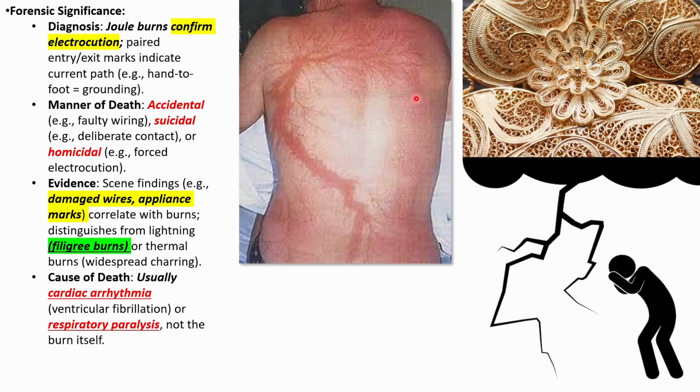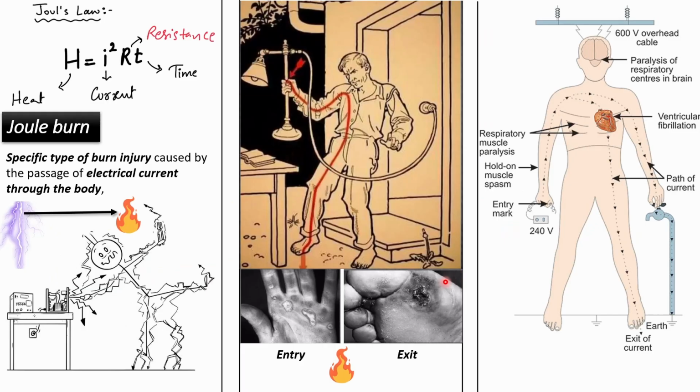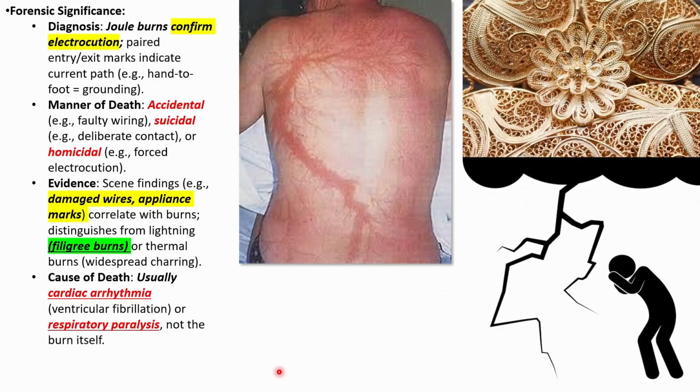Filigree burns are due to lightning, and if there are thermal burns, there will be widespread charring or blackening. So what is the cause of death? Cause of death is usually cardiac arrhythmias. As you can see here, the electricity is also passing through the heart. If there are excessive electrical impulses, then obviously it will cause arrhythmias, because the heart cannot regulate so much electricity at one point. Also there can be respiratory paralysis, and not the burn itself. So not always is death caused by the burn, but by electrical arrhythmias and respiratory paralysis.